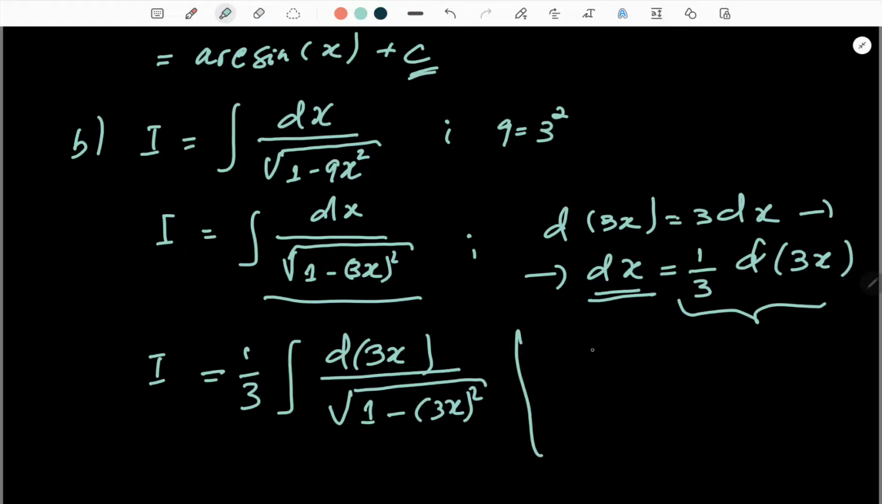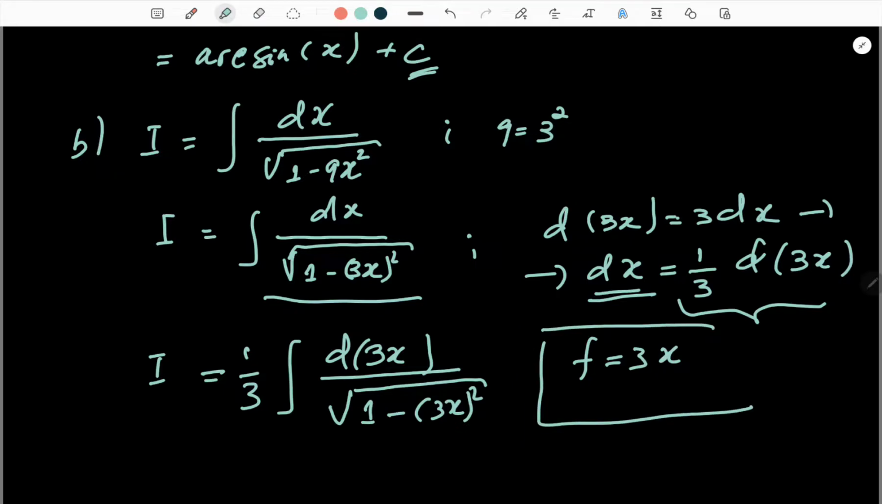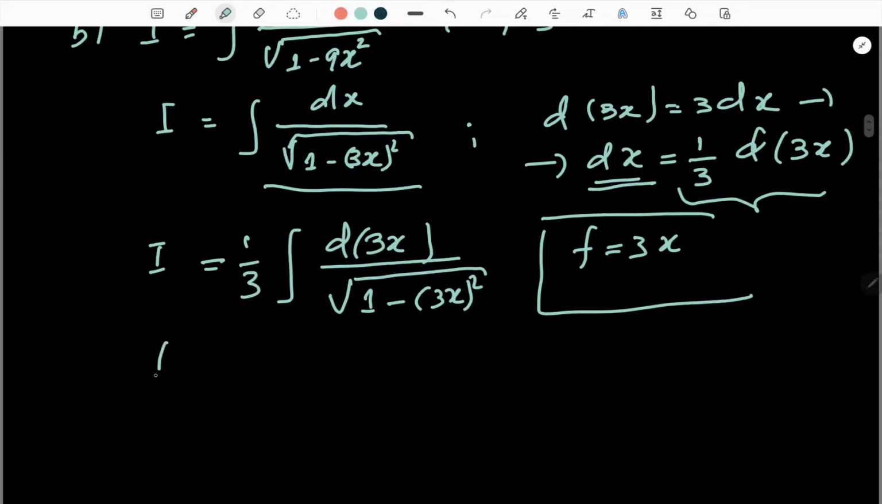Now we can see that our function is 3x, so applying our rule we then get the solution written as 1 over 3 times arcsin of 3x plus c, which is the constant of integration.